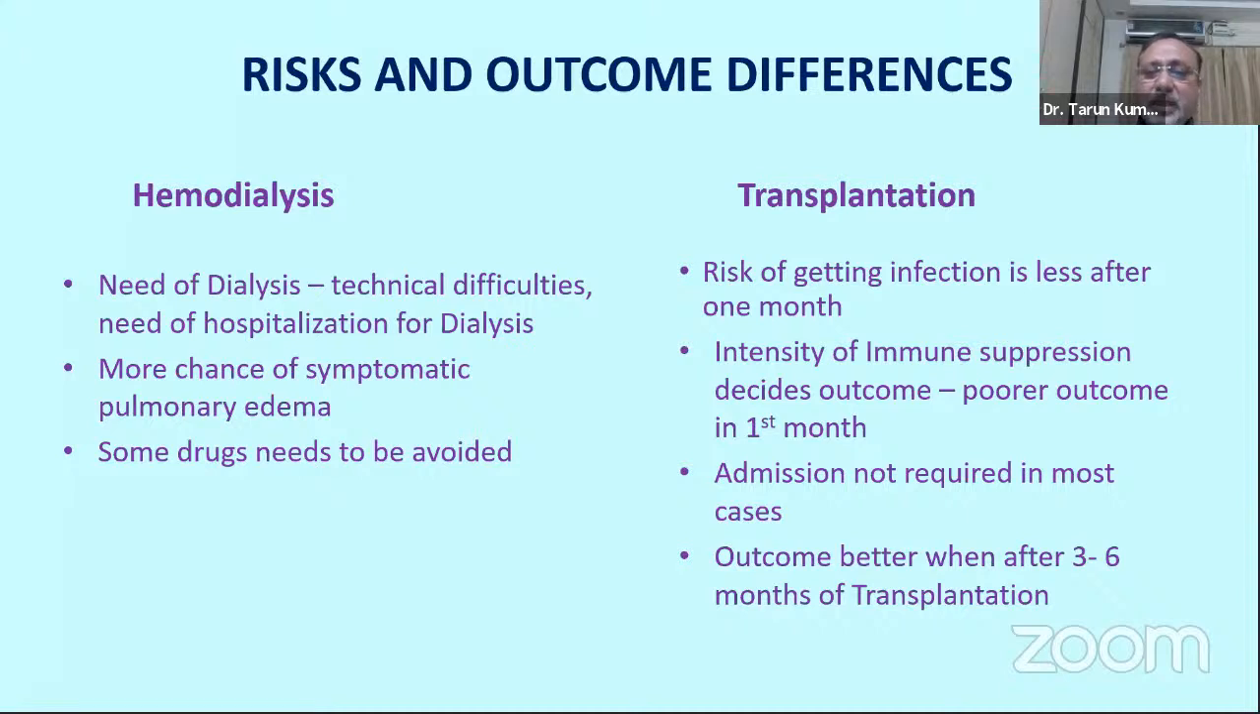But it is mainly in the first month, that means immediately after the transplantation, that if they get the infection, the outcome can be poorer. But once the person completes 3 to 6 months of the transplantation period, the outcome is not worse as compared to the hemodialysis patient. And most likely they do not require admission, as we see in hemodialysis patients, who need to be admitted if they get any amount of mild or even serious COVID infection.